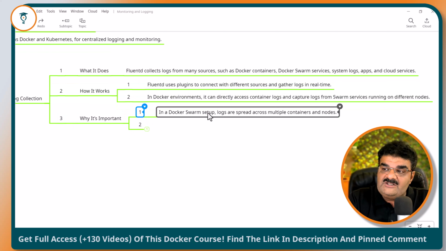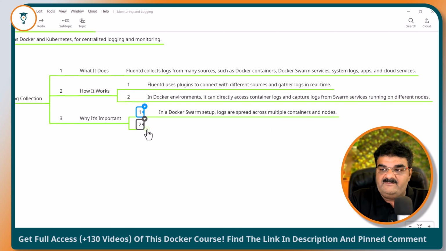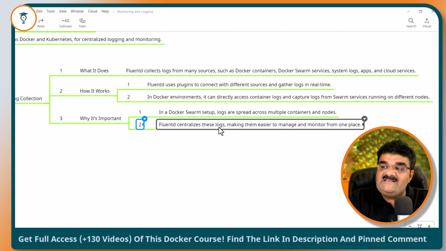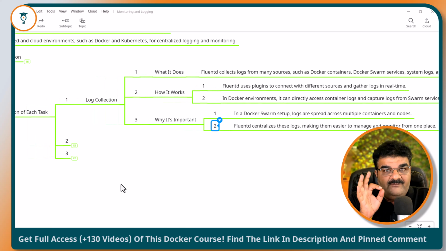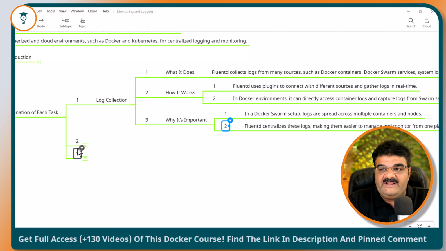In the Docker Swarm setup, logs are spread across multiple containers and nodes. Fluentd centralizes these logs, making them easier to manage and monitor from one place. Right? So this is the first task done by Fluentd, which is log collection.